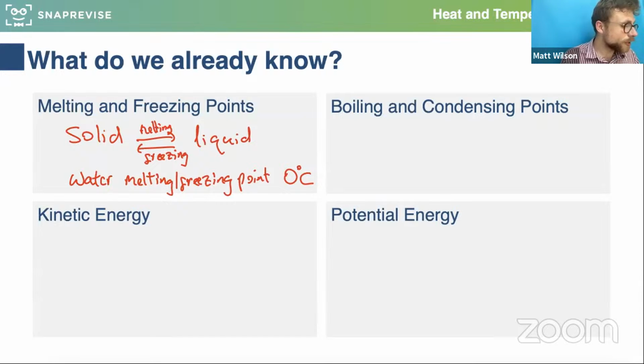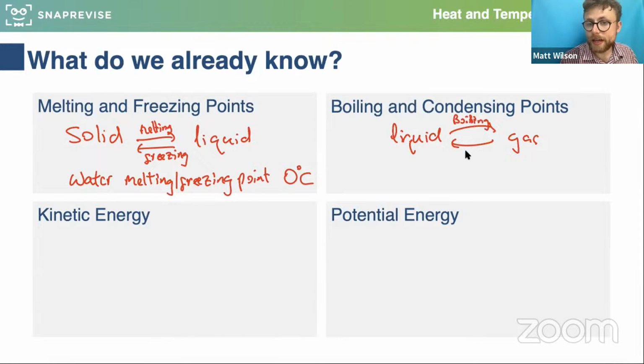Next we have boiling and condensing points. Those are the points at which substances change between liquid and gas. Boiling is the process of going from liquid to gas, and condensing is the process of going from gas to liquid. And this happens for water at 100 degrees.